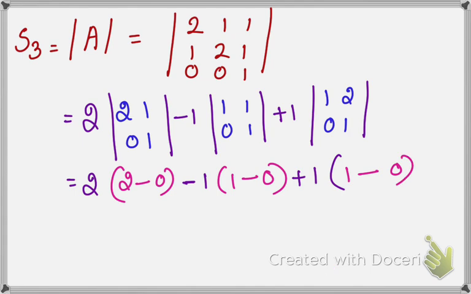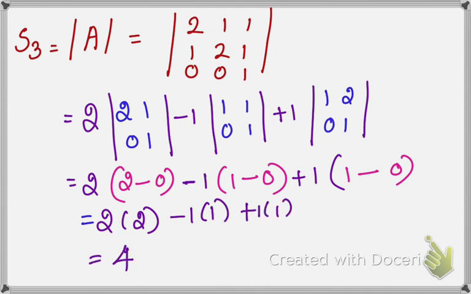Now you can solve inside the bracket. So you get 2 of 2, minus 1 of 1, plus 1 of 1. Equal to, here 2 times 2 is 4, minus 1 plus 1. Now you get 4. Therefore, S3 equal to 4.